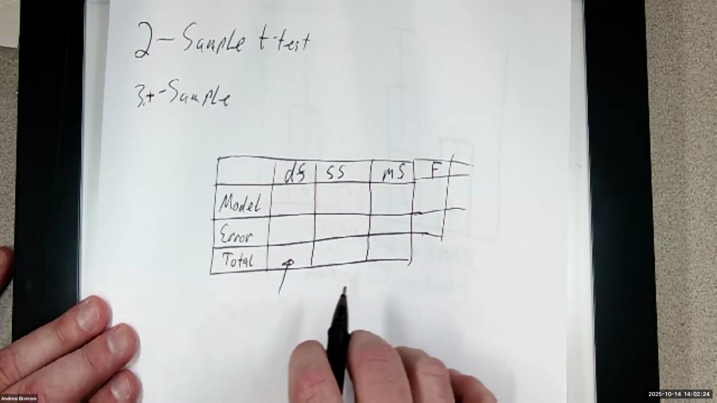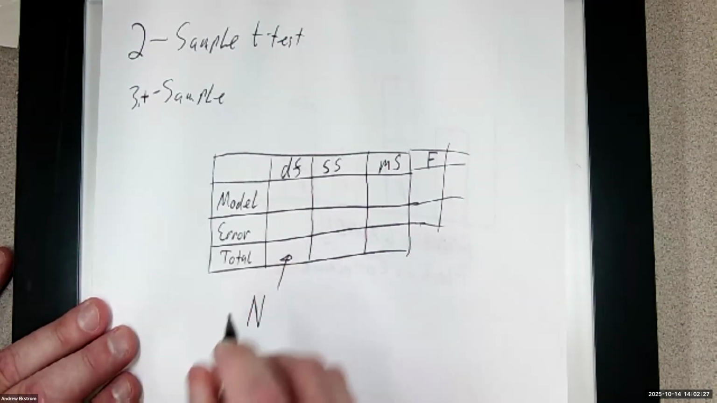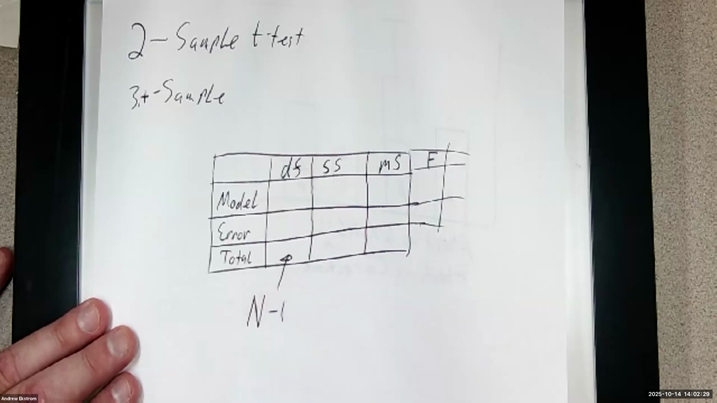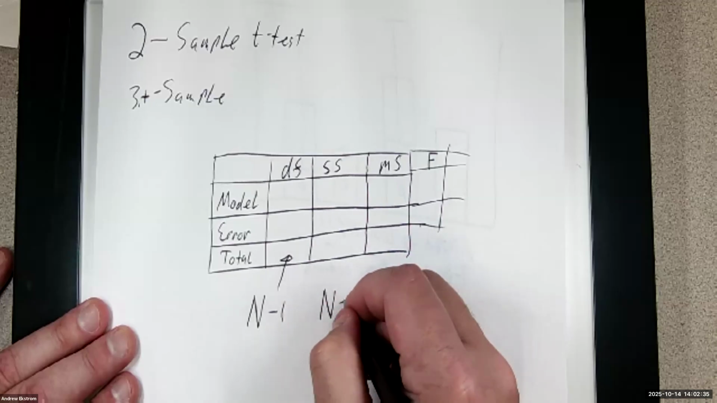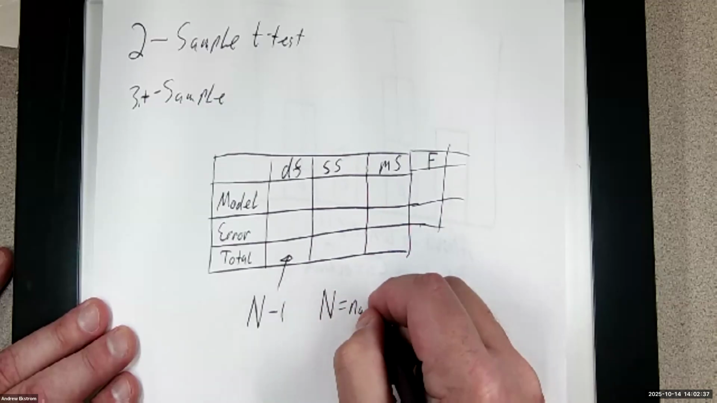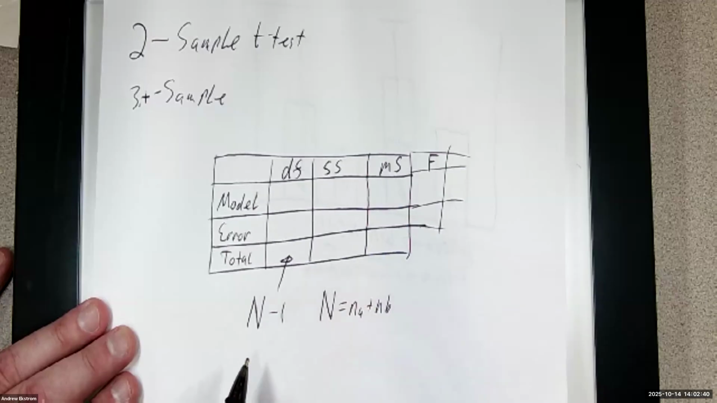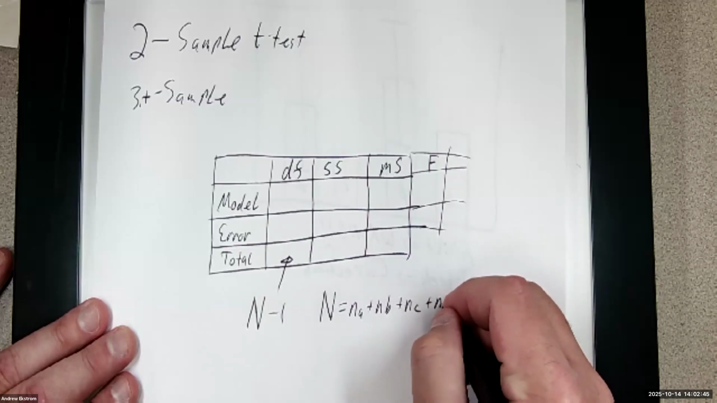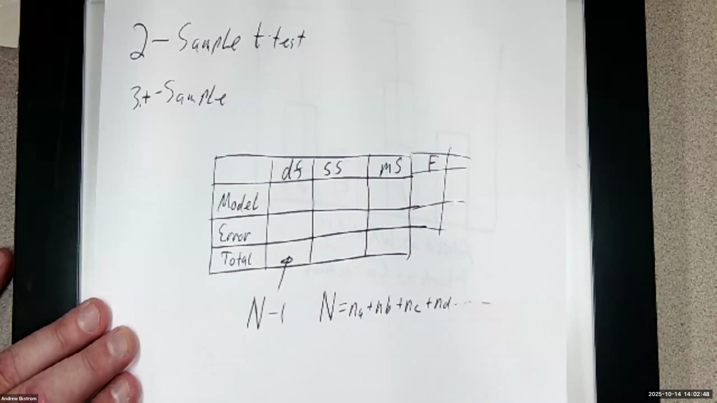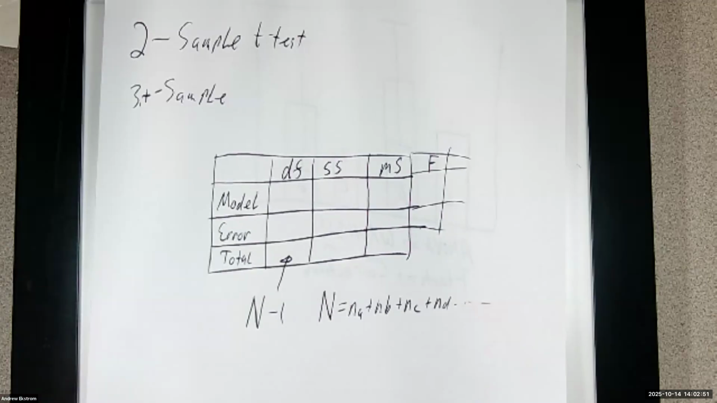The total degrees of freedom down here is just going to be capital N minus 1. And if you remember from before, I said N equals the number of samples in group A plus the number of samples in group B. Well, we continue on with this. So number of samples in group C, number of samples in group D, and so on. So if I have 5 groups with 12 subjects in each one, 5 times 12 is 60. What we put in there, 60 minus 1, so 59.